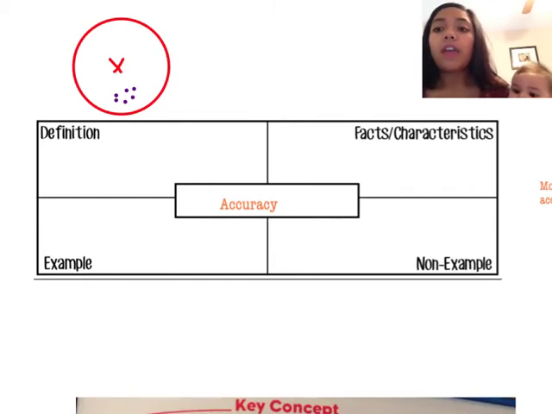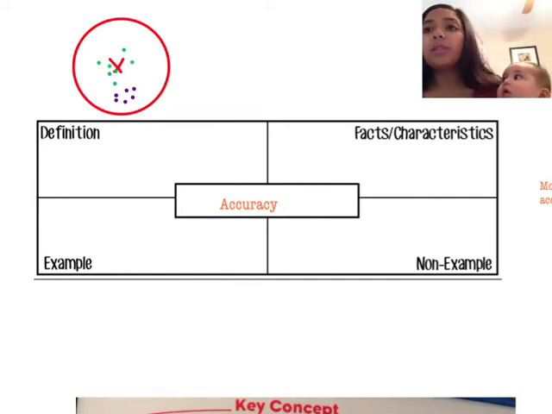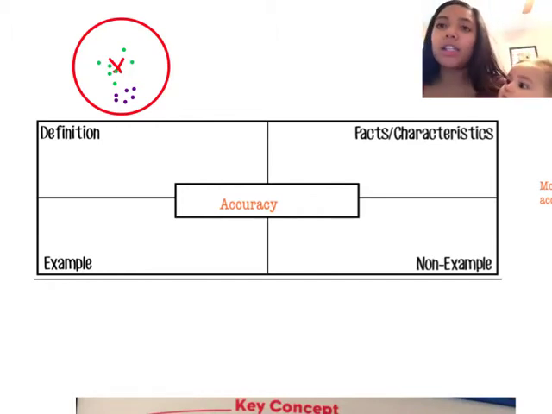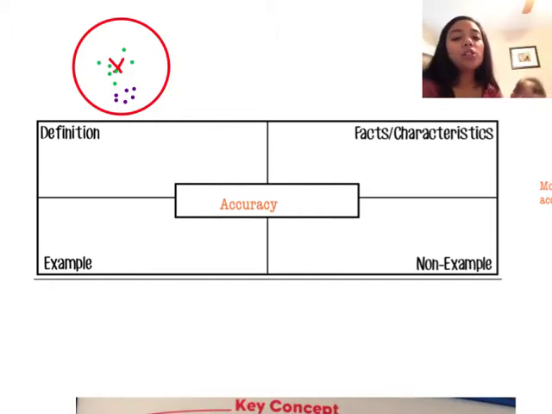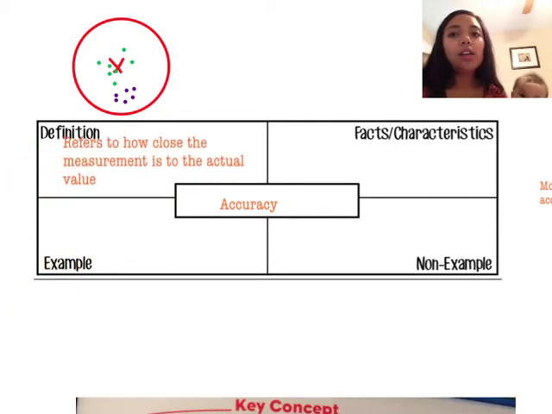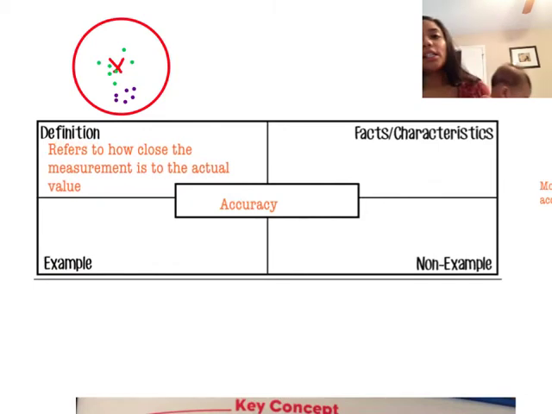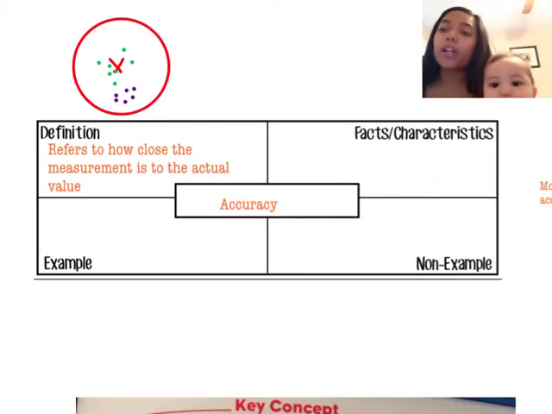So that is precise. Accuracy visually, if you were to see accuracy, I'm going to do a different color. Accuracy would mean that it is near the center, but it doesn't have to be in such a small area. It's accurate. So let's talk about the definition of accuracy. Mathematically, it refers to how close the measurement is to the actual value. Well, on a dartboard, it refers to how close it is to the actual target.